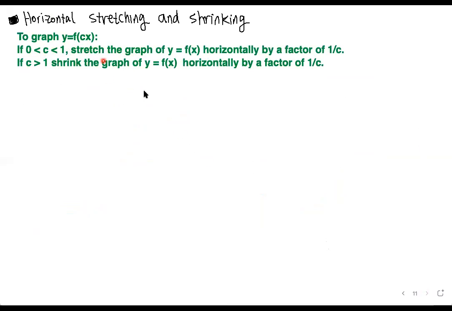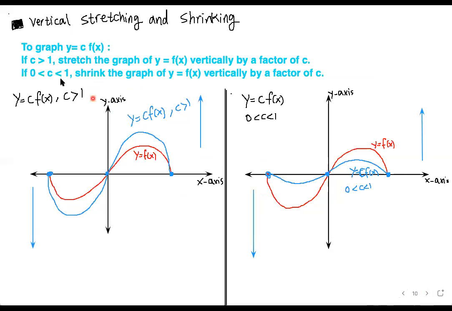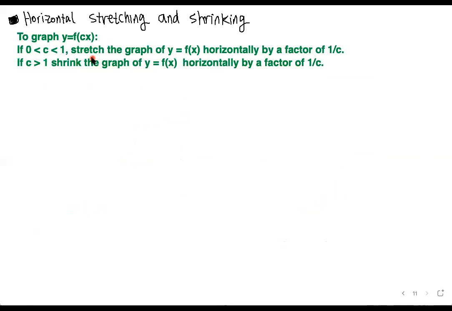Here it is vice versa for the vertical. If c is between 0 and 1, we do shrinking, but here we do stretching for the function. And if c is greater than 1, vice versa, for the vertical we do shrinking, but here we do stretching. So they are opposite to each other, okay? So here we do stretching if c is between 0 and 1, by graphing the original function and stretching horizontally. Same thing, if c is greater than 1, we graph the original function and do horizontal shrinking.